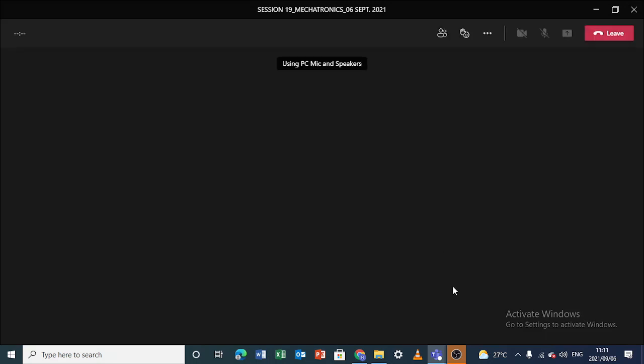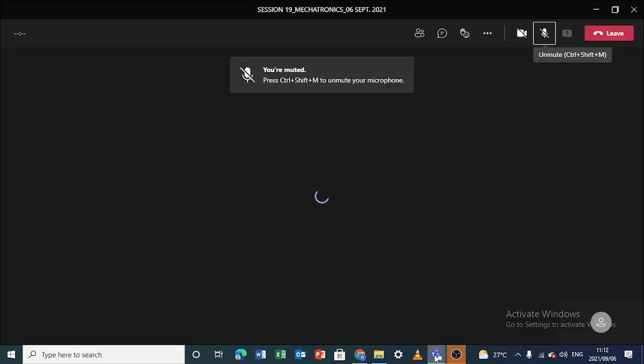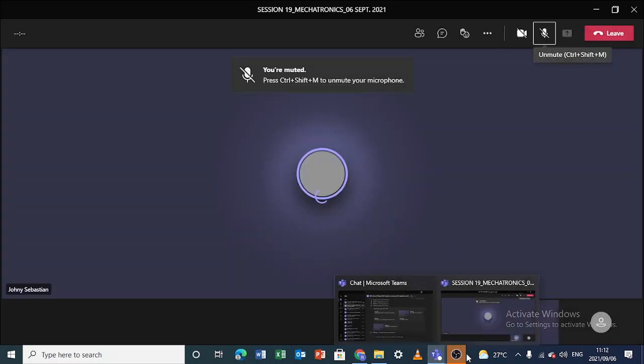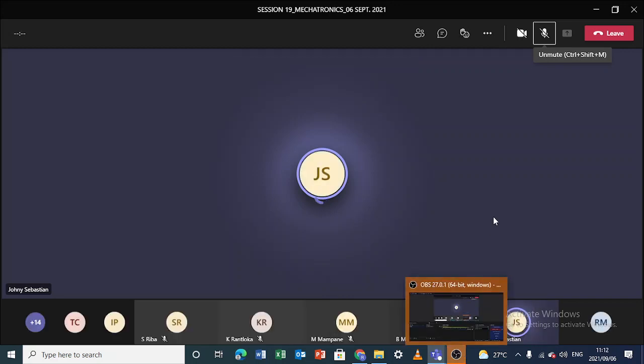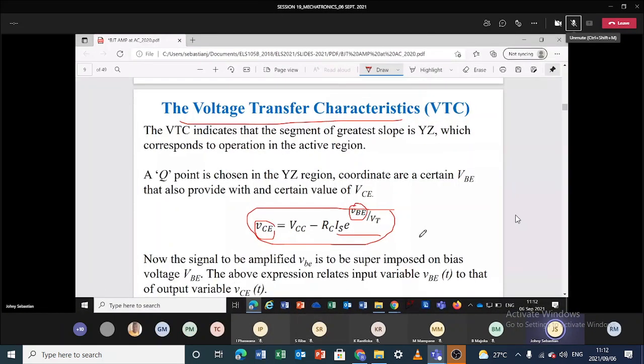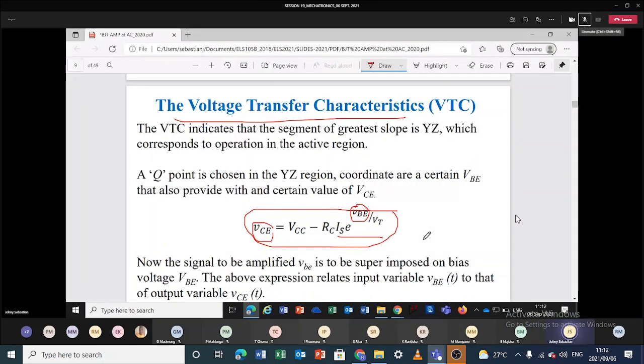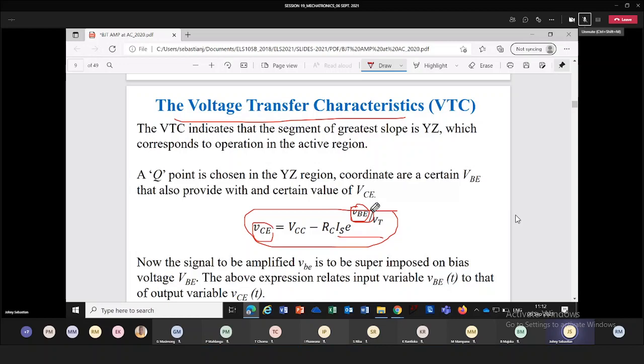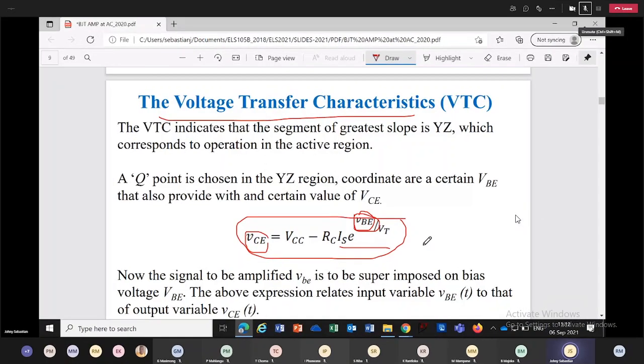Expression: output voltage is VCC minus RC times, remember, this is IC. IS e to the power VBE over VT, that is actually your collector current, DC collector current. If you put VBE, total VBE, then this is the total collector current. Now you have done differentiation this year.